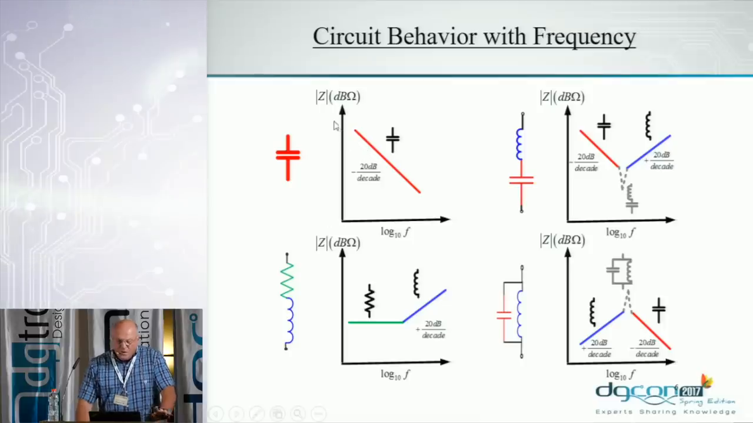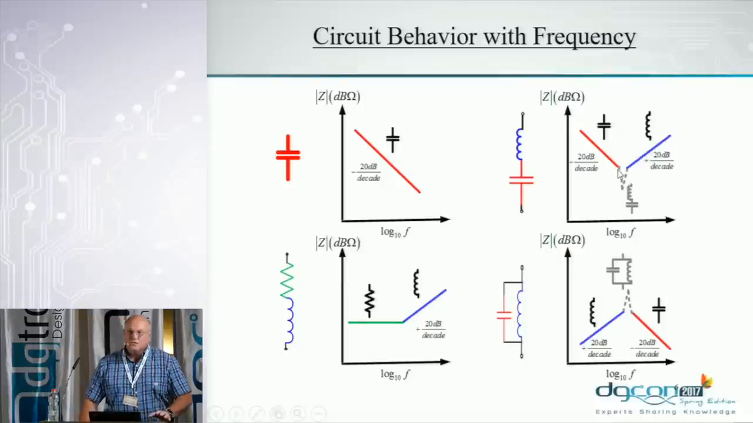Just a reminder of some basic circuit behavior. A capacitor decreases 20 dB per decade. An inductor rises at 20 dB per decade. A resistor is flat with frequency. Series resonance: a capacitor at low frequency behaves like a capacitor, and at high frequency behaves like an inductor, and there's a series resonance, or a zero, in the middle.